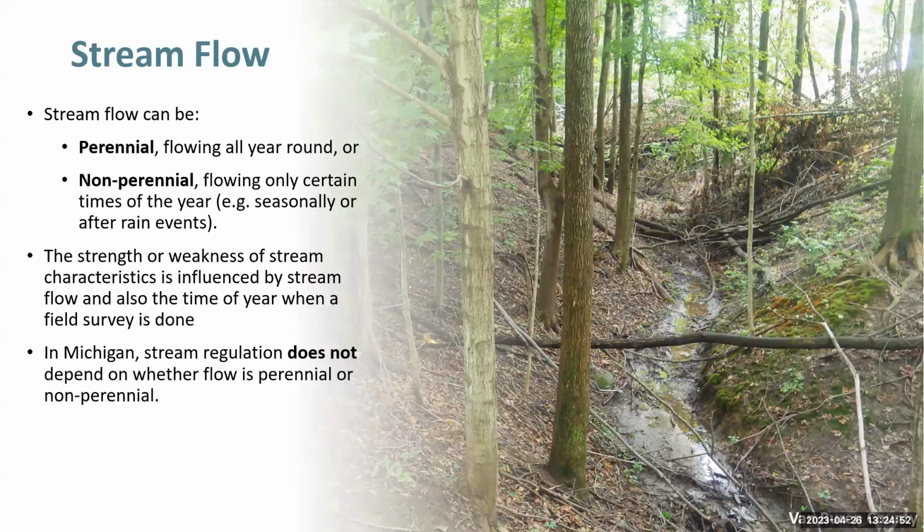So stream flow can be perennial, meaning that it flows all year round, or it could be non-perennial, where it flows for only certain times of the year. And this can be seasonally or after significant rain events. The strength or weakness of stream characteristics is influenced by stream flow and also the time of year when a field survey is done. Perennial streams will typically have stronger and more apparent characteristics, whereas the characteristics seen in non-perennial channels may be weaker and or more intermittent. In Michigan, stream regulation does not depend on whether flow is perennial or non-perennial.